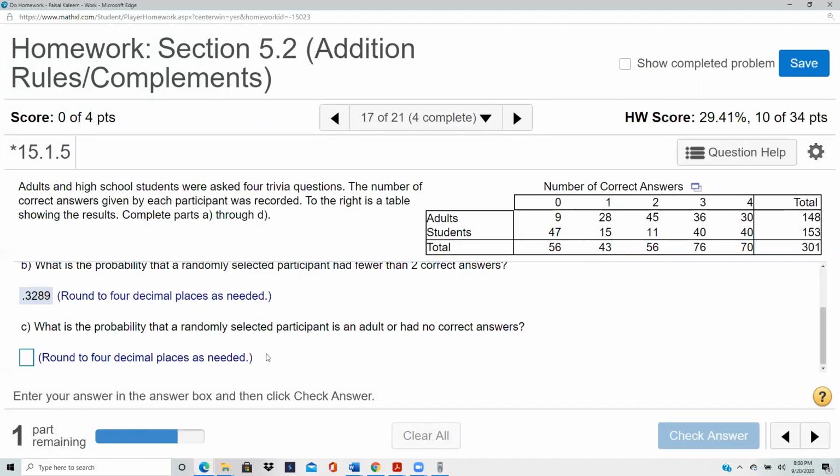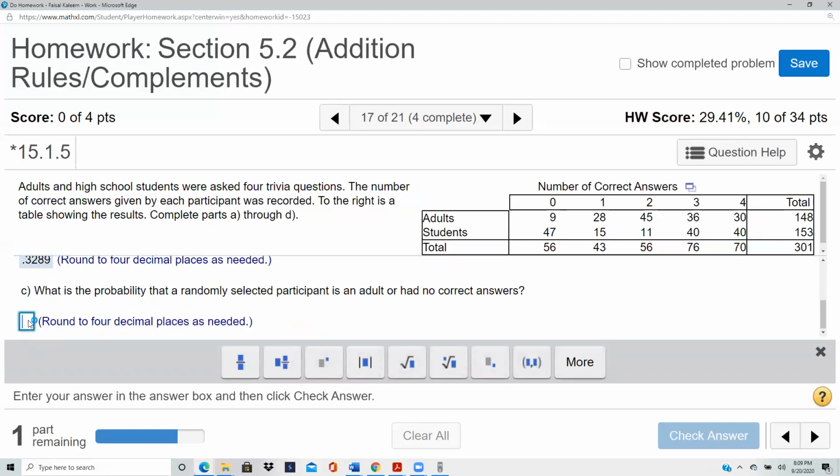What's the probability a randomly selected participant is an adult or had no correct answers? So adults are in this first row. No correct answers are in this first column. So it's the same situation where we have to count all the elements of this row and all the elements of this column, but we don't count the 9 twice. So in this case, it's easier to do it by the formula because the totals have already been done for us. So we want adult or no correct answers.